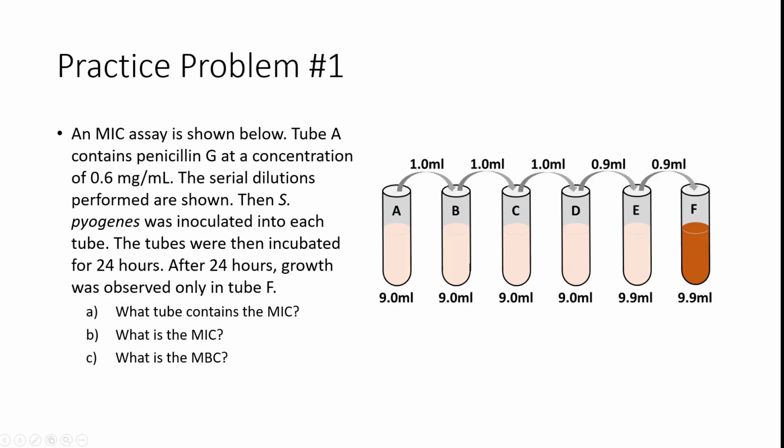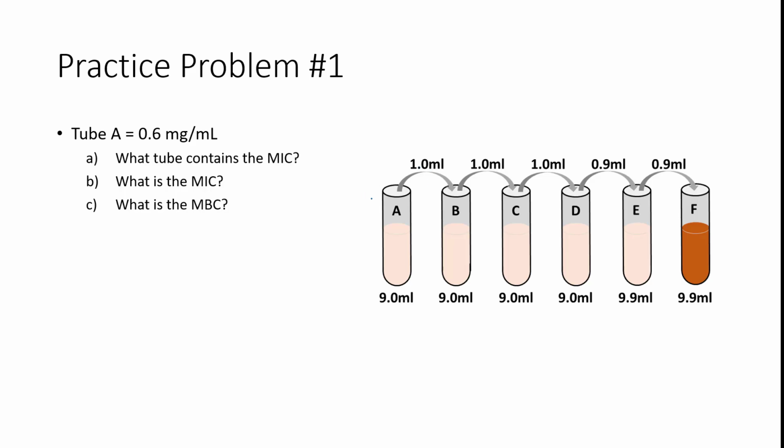Here's practice problem number one. A MIC assay is shown here. Tube A contains penicillin G at a concentration of 0.6 mg per mL. The serial dilutions were performed as shown. Then S. pyogenes was inoculated into each tube. The tubes were incubated for 24 hours, and after 24 hours, growth was observed only in tube F. So from this information, can we determine which tube contains the MIC, what the MIC is, and what the MBC is?